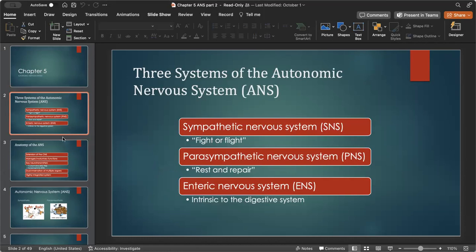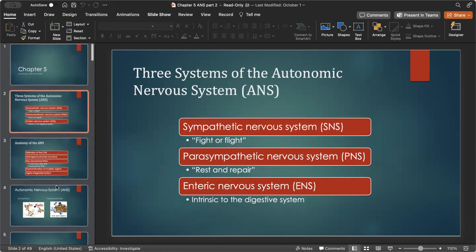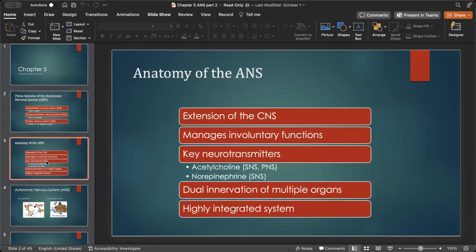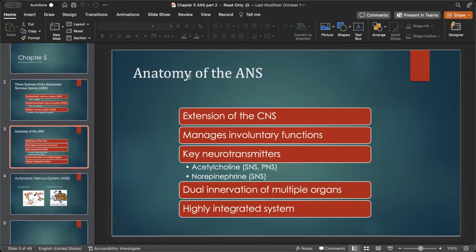So, just briefly, you have two different responses in your body, one that helps you with fight or flight, and the other one that has rest and repair. Your parasympathetic is your rest and repair, and your fight or flight is your sympathetic nervous system. You also have your enteric nervous system, which is for digestion, but we're not going to get too much into that now.